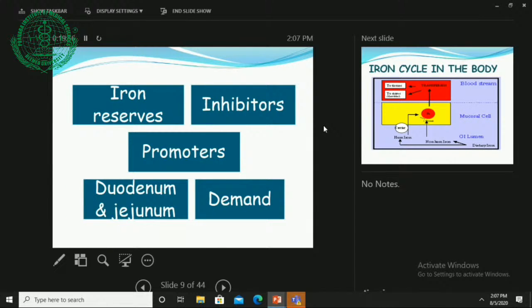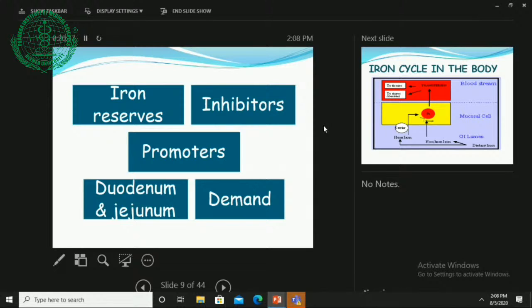Now these are the factors which influence iron absorption in our body. First is iron reserve. Whenever there is depletion or exhaustion of iron in our body, absorption is faster. Then inhibitors. Inhibitors are present in the Indian diet, like phytates in bran, phosphates in egg, calcium in milk, oxalates in green leafy vegetables, tannin in tea, and even turmeric also inhibits the absorption of iron. So these things inhibit the absorption of iron.